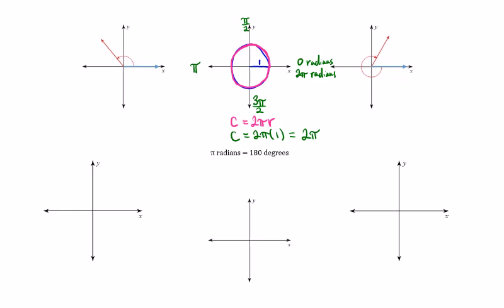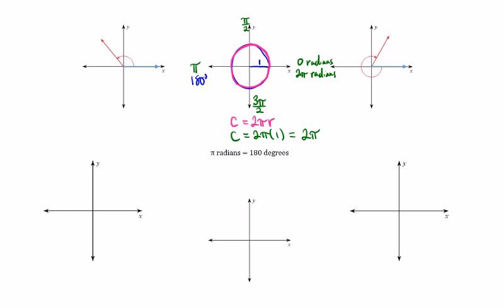So the easiest conversion factor for radians is we know that 1 pi radians is half of a full rotation, right? We know that's also 180 degrees. So that's our conversion factor: pi radians equals 180 degrees.